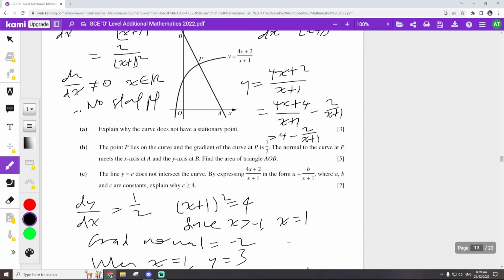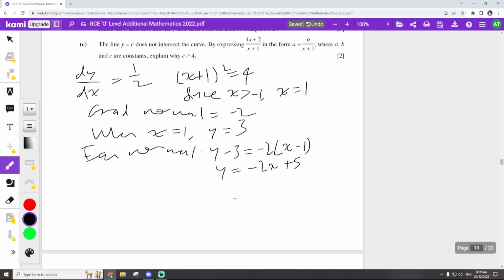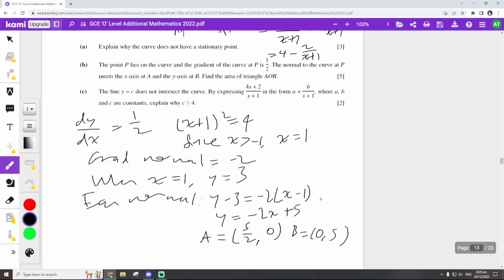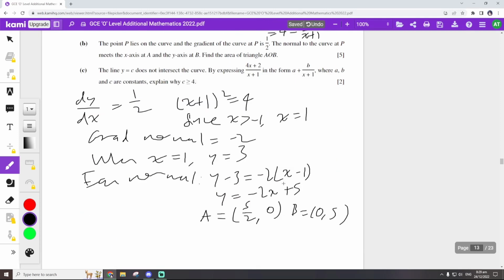Okay? You can deduce the coordinates of A and B. A is at the x-axis, so therefore it is 5 over 2 and 0. And B is 0 and 5. And from here, the area of triangle AOB is half times 5 times 5 over 2, which is 25 over 4 unit square.